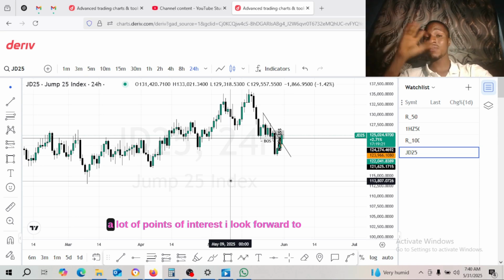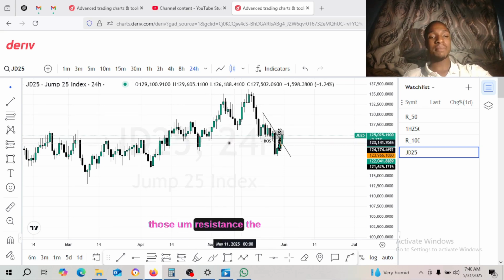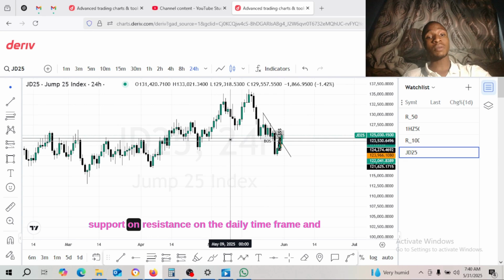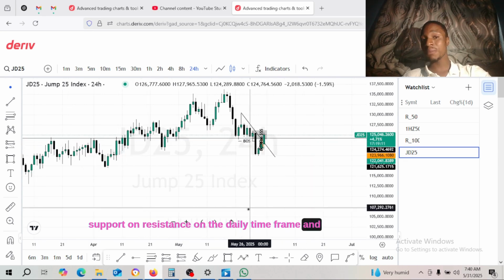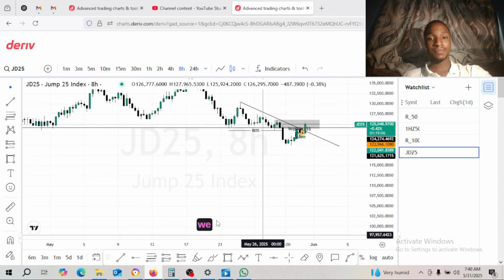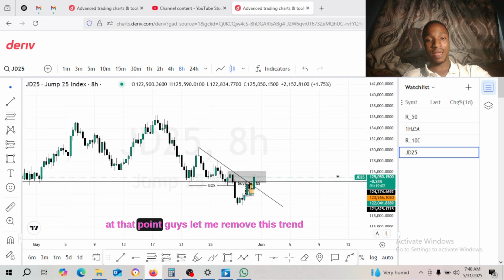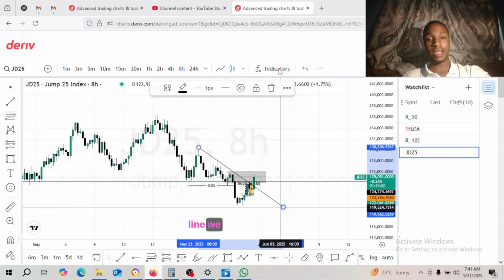Yeah, I have a lot of points of interest I look forward to seeing price react from. So I marked out those resistance, this support and resistance on the daily time frame, and going down to the 8 hours time frame, we had a supply level at that point. Guys, let me remove this trend line.